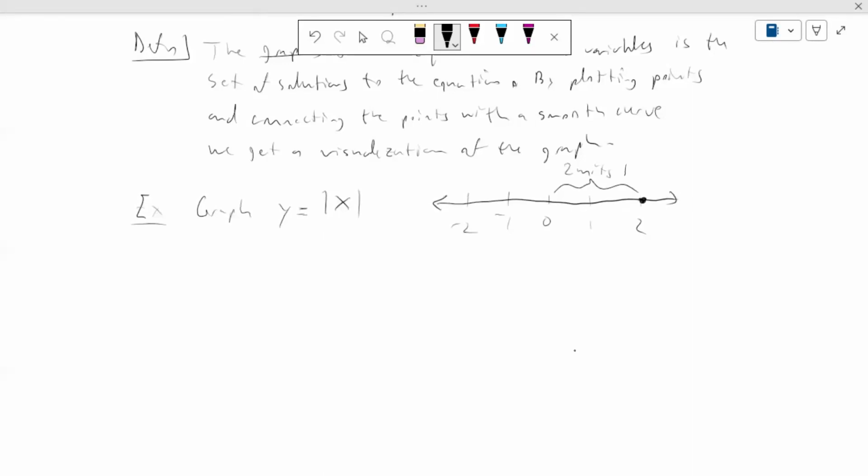2 units to the right of 0. And so we say that the absolute value of 2 is just equal to 2 because it's 2 units away. It's the distance that it's away from 0.